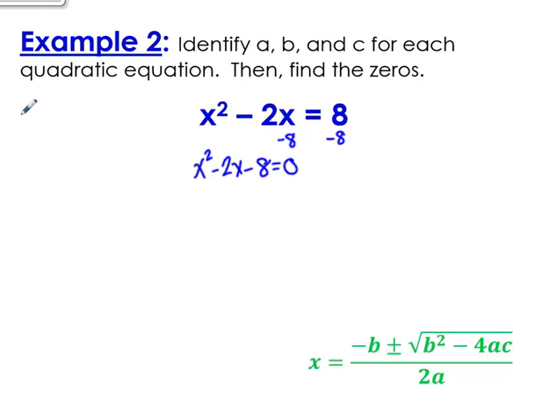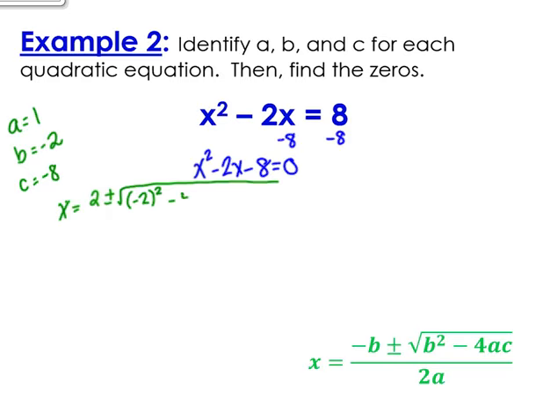So that being the case, I can go ahead and identify A is 1 because it's the number in front of x squared. B is negative 2 because it's the number in front of x, and C is my constant, which is negative 8. So I'm going to fill in my formula. X is equal to the opposite b, so the opposite of negative 2 is positive 2. Plus or minus square root of b squared, be careful with your parentheses, negative 2 squared, minus 4 times a is 1, b is negative 8, all over 2 times a is 1.